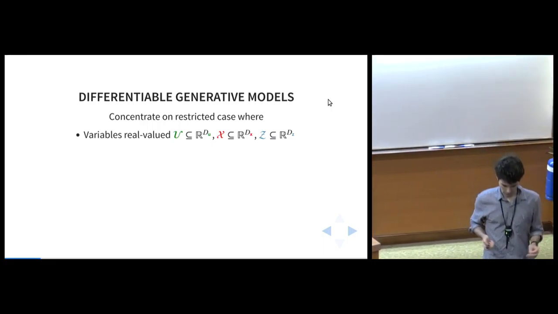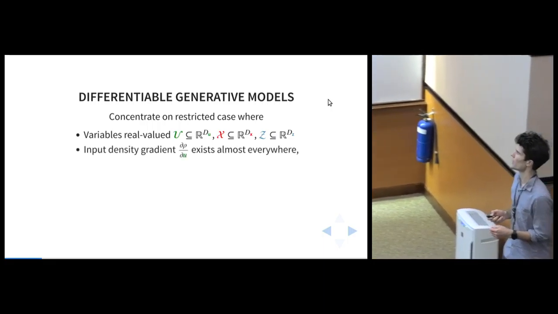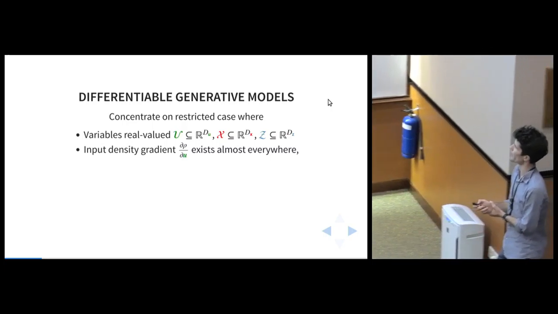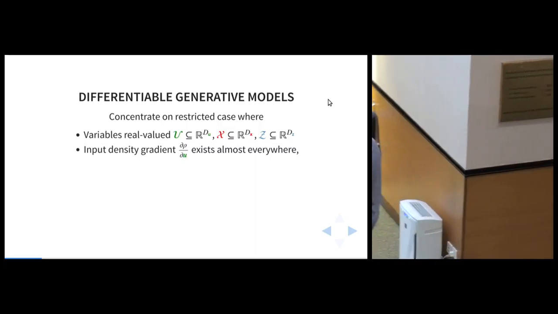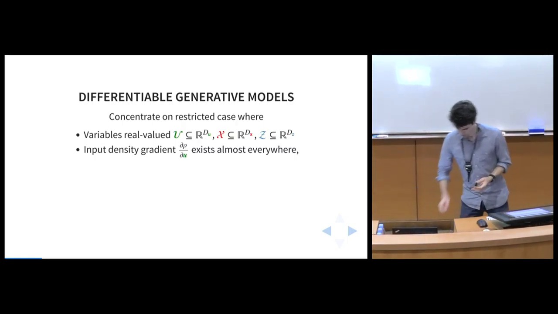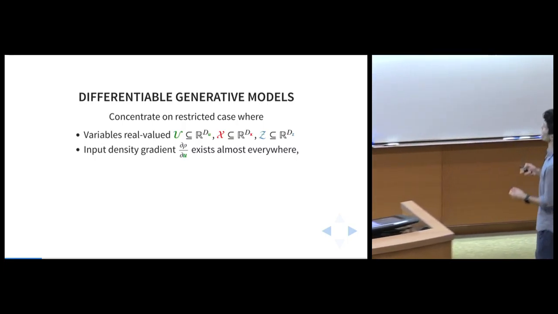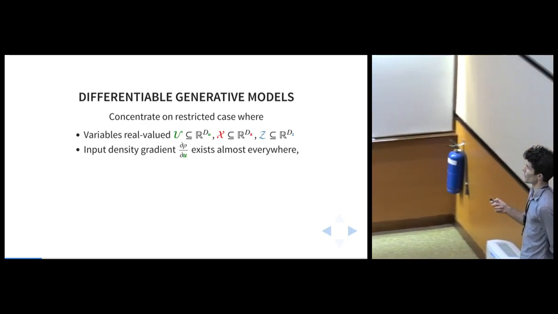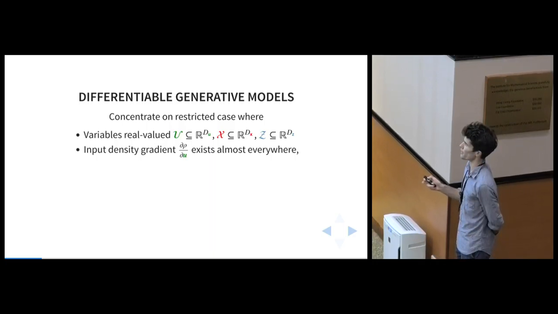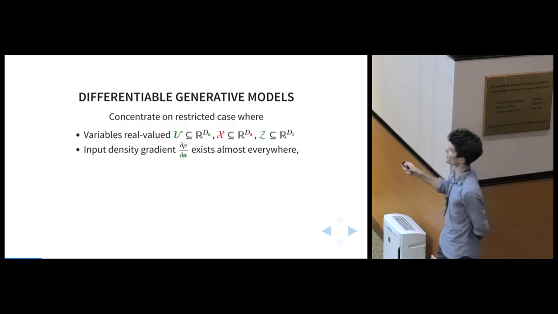The class of models that I'm going to concentrate on in this particular part, in the remaining 20 minutes or so, is what I've termed differentiable generative models. This isn't particularly standard terminology, it's just the best description I could come up with in terms of the properties that I'm assuming. So we're going to make some fairly strong assumptions about both the inputs and the generator functions here. I assume that all of the input variables are real valued, and that also applies to the observed and latent variables.